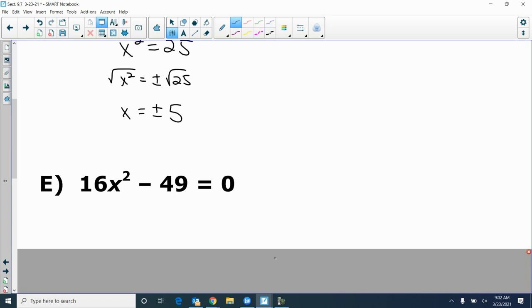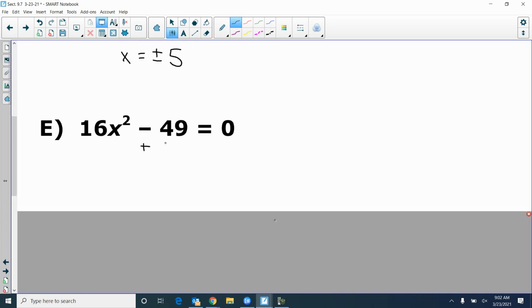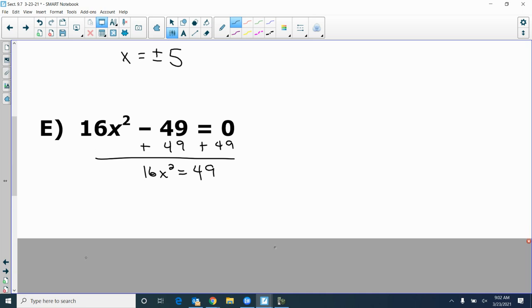All right, so that's what you got for B, right? 16x squared minus 49. No x term, right? How do I set that equal to 0? So I got to, Zach, go ahead. First, you would add 49. Okay, I want to add 49. And I get 16x squared equals 49. And then you would divide 16.